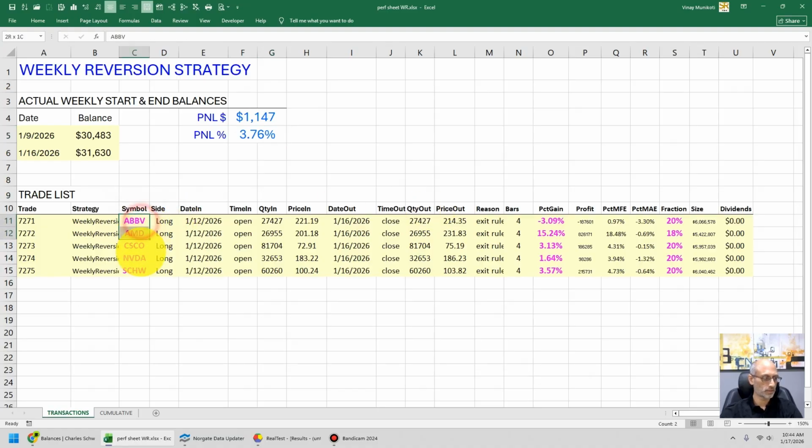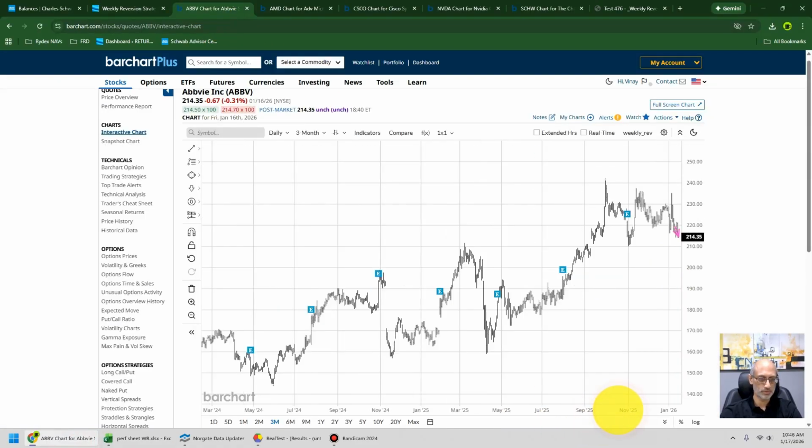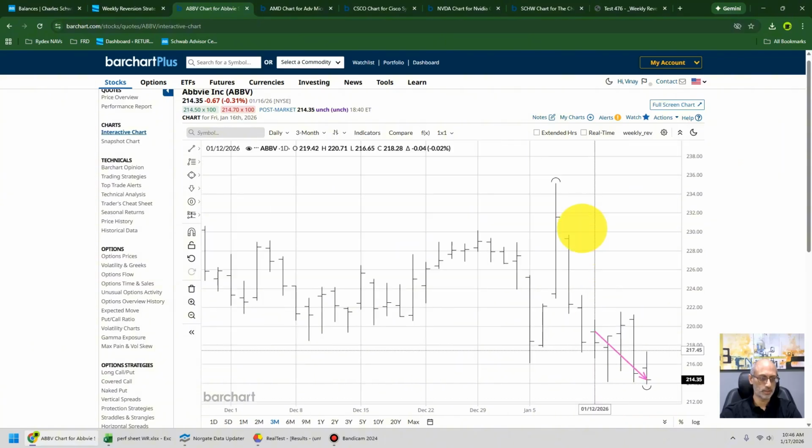And these were the 5 stocks that were held in the portfolio. So the first trade was Abbvie, which was the worst trade of the week, down 3%. And this is what the trade looked like. So we have a dip buying strategy, and this was the dip that the strategy picked up on. So it bought here on Monday and lost money during the week, exited here.